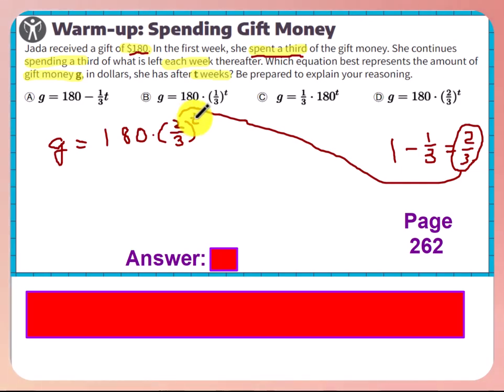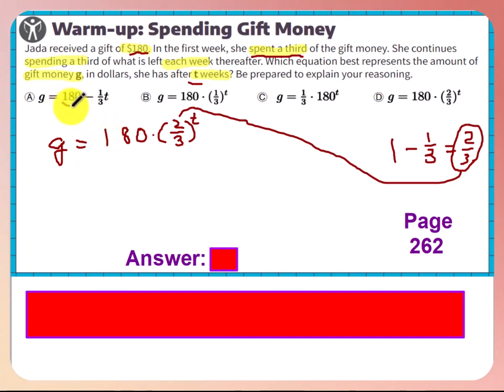Now if we were looking at this in terms of x and y, y is going to be our outcome and t is going to be time. T is time, which is x. So we could replace G with y and t with x. But we were told to use those variables. Let's see if we can find a match.